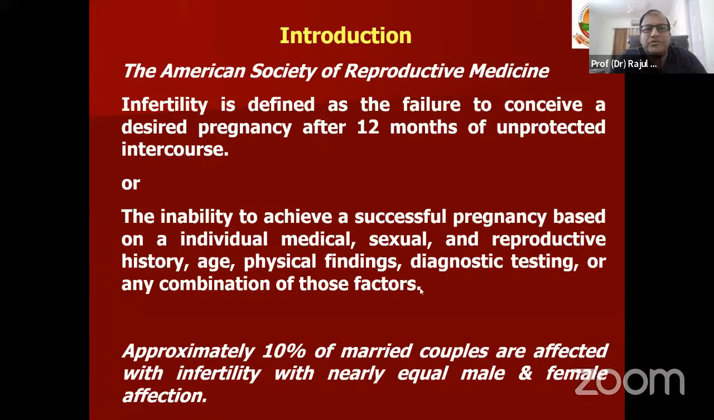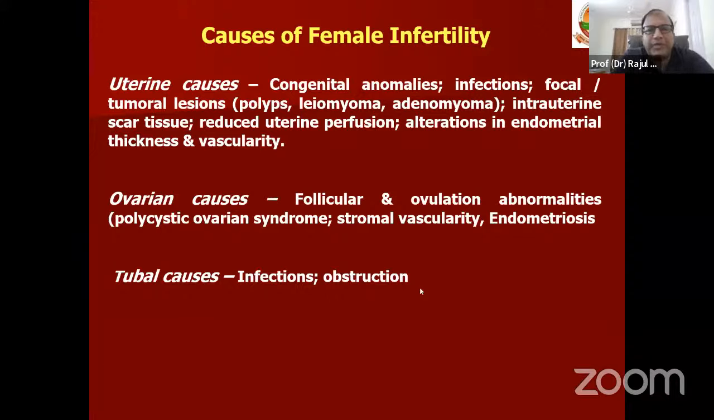As per the American Society of Reproductive Medicine, infertility has been defined as the failure to conceive a desired pregnancy after 12 months of unprotected intercourse. But recently, a new definition has also been given, described as the inability to achieve a successful pregnancy based on the individual medical, sexual, and reproductive history, age, physical findings, diagnostic testing, or any combination of those factors. If we look at the statistics, approximately 10% of married couples are affected with infertility, and males and females are equally affected by it. So today we'll be talking about female infertility.